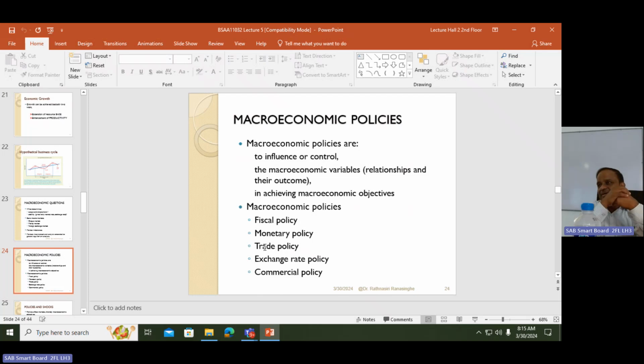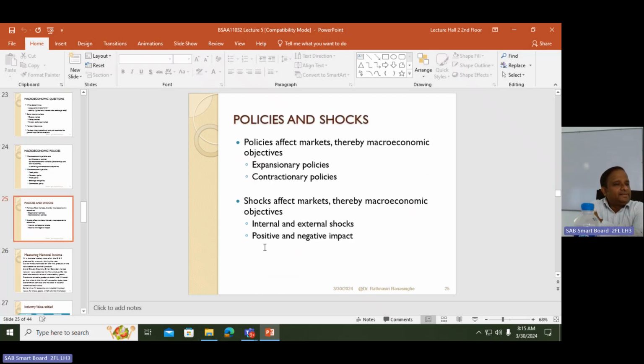Trade policies, commercial policies, redistributive policy, like that. Those policies are very important. We talked about that last time, and we identified the difference between the policies and shocks. Mostly those are similar. Why do we say policies and shocks are similar?